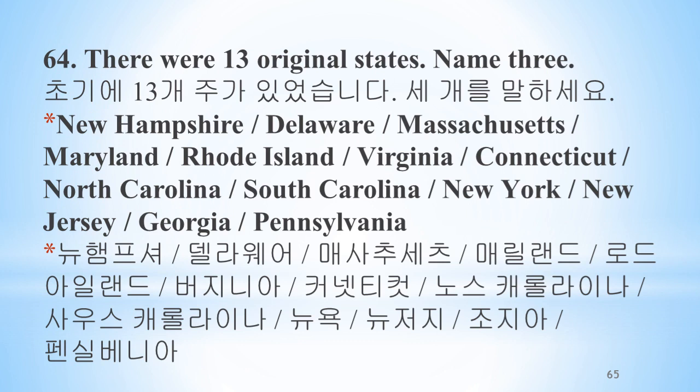There were 13 original states. Name 3. New Hampshire, Delaware, Massachusetts, Maryland, Rhode Island, Virginia, Connecticut, North Carolina, South Carolina, New York, New Jersey, Georgia, Pennsylvania.